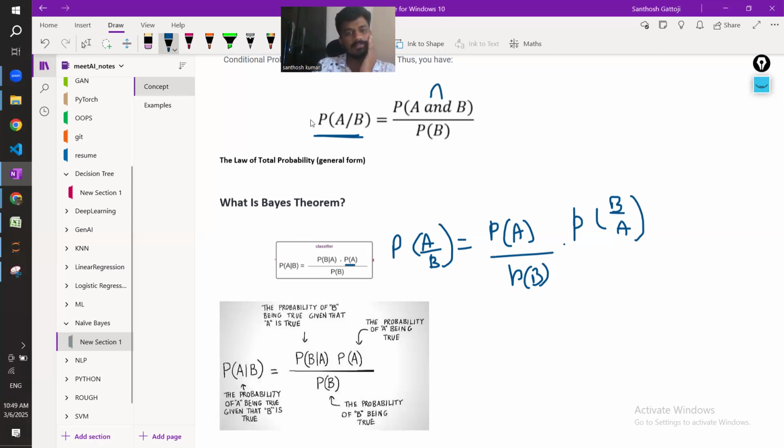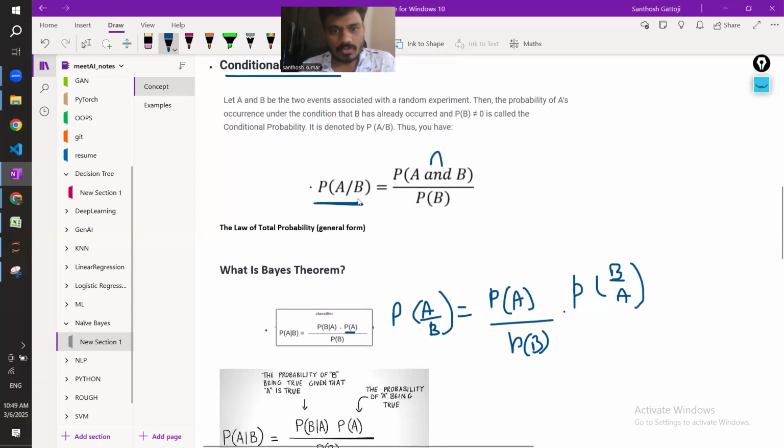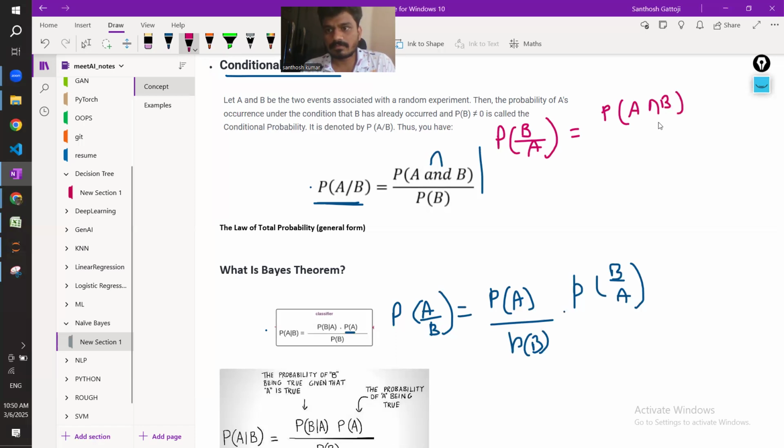So now let's see how we got here. It's very simple. You know the probability of A given B is probability of A intersection B by probability of B. Correct? Now, what is the probability of B given A? It is probability of A intersection B by probability of A.